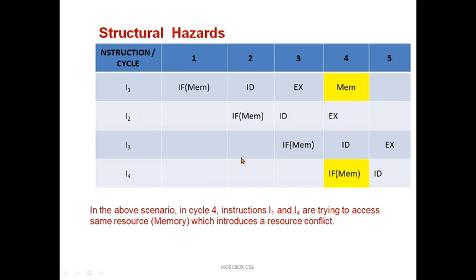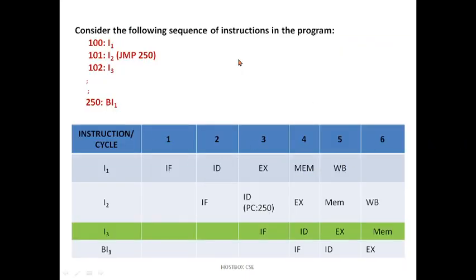Now we go for the next one, very interesting and easy. We already discussed registers, PC, program counter, everything in the previous sessions. Now consider that I want to execute instructions in a program where 100 is I1, instruction 1, 101 is I2, 102 is I3, and at last 250 is BI1, that is a branch jump. So after I2 I want to execute jump 250, which means it has to leave I3 and move to 250. This is the general case.